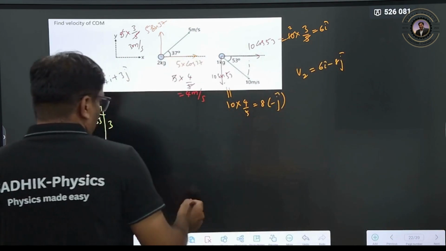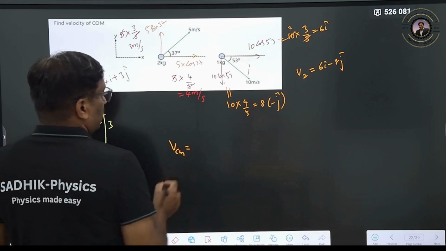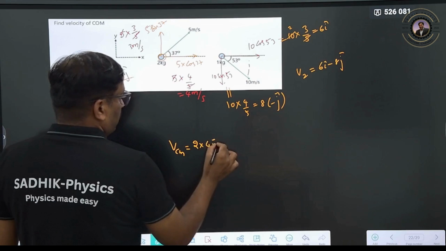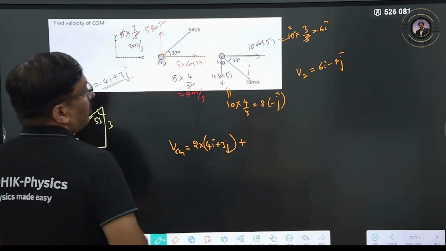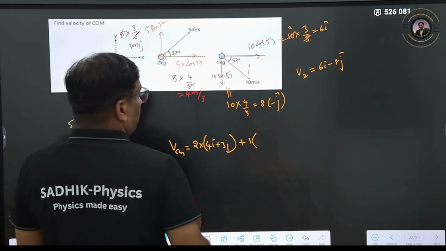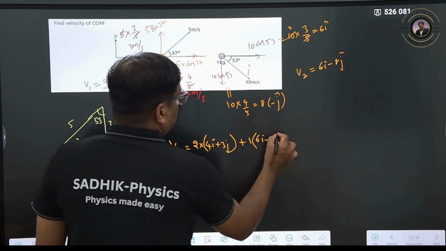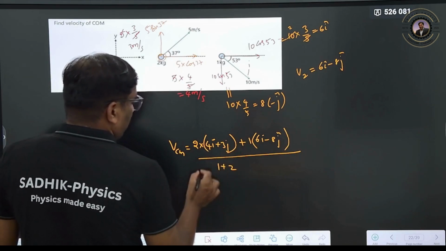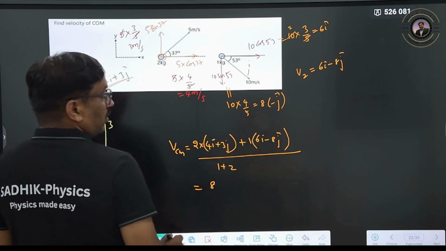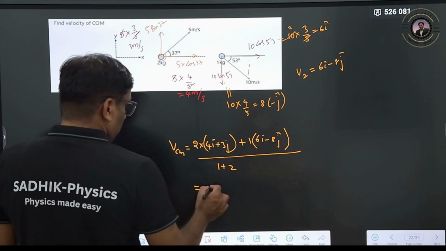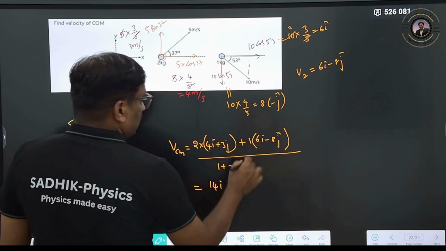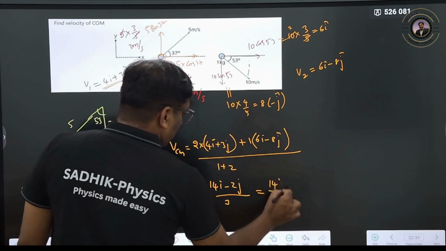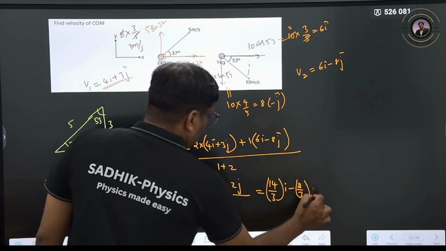Right? So again use the same formula. Velocity of the center of mass: m1, how much is m1 now? This is 2 kg into the velocity of this, how much now? 4I plus 3j, plus 1 into, therefore here, 6I minus 8j. So by, therefore, 1 plus 2. How much will it be? Therefore 8 plus 6, how much now? 14. 14 I cap, therefore 6 minus 2j divided by 3. So how much now? 14 by 3 I cap minus 2 by 3 j cap, right?